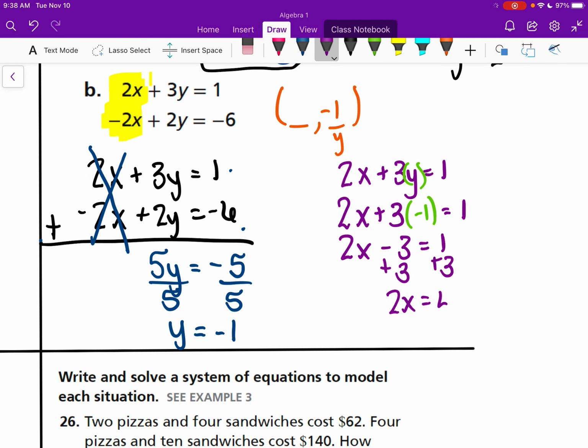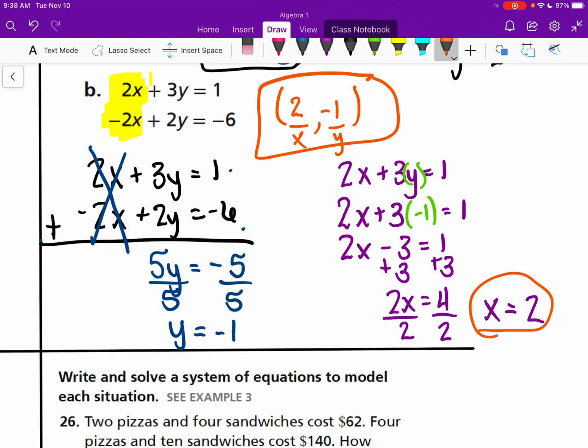2x equals now 4. If I divide by 2, x is going to be 2. So our x is 2, and we have our ordered pair 2, negative 1. You again can use Desmos to check that. If you like the graphing, you can use that to check your work, but this is just another way that you can solve a system of equations by elimination.